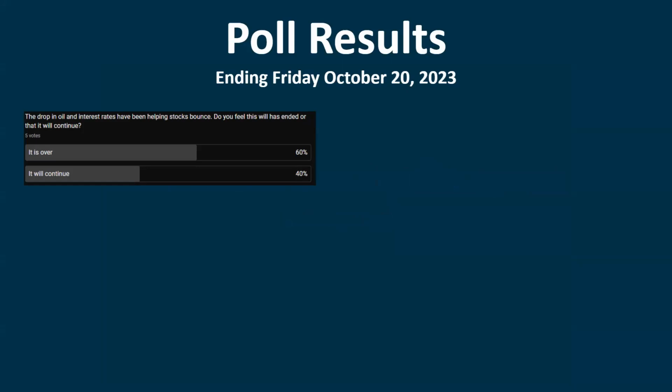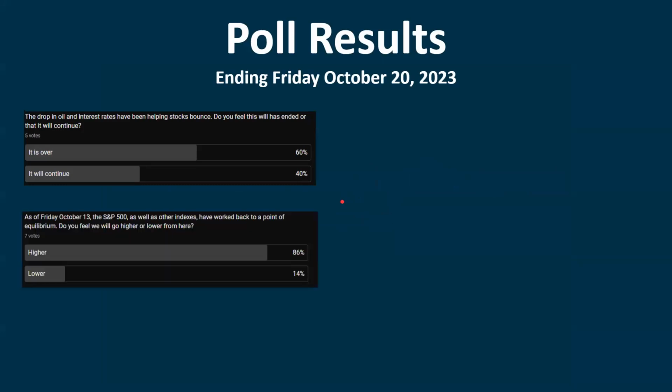60% said, nope, we're done. Now the market's going to continue to decline. And that's what happened. 40% thought that it will continue. Then as of a week ago, Friday, October 13th, the S&P as well as other indexes have worked back to the point of equilibrium. We were at a tipping point a week ago.